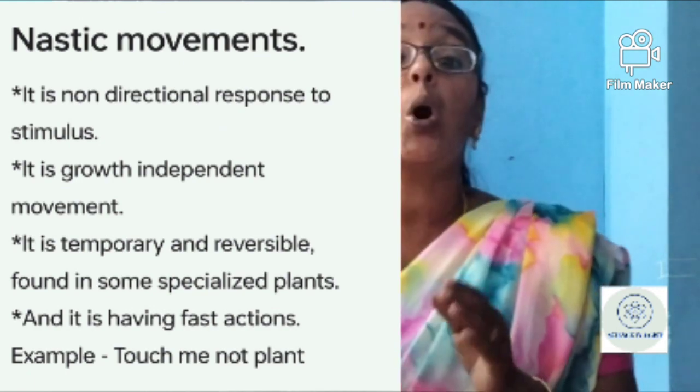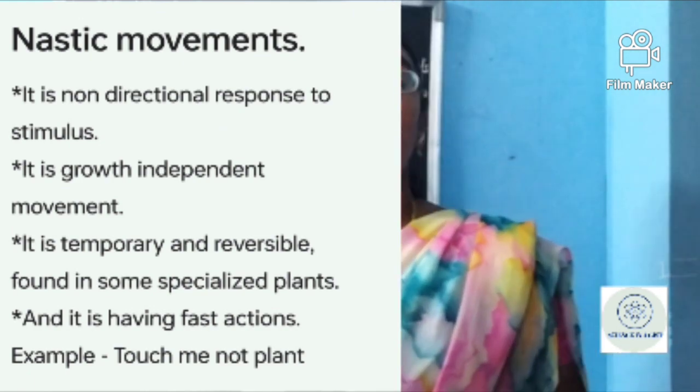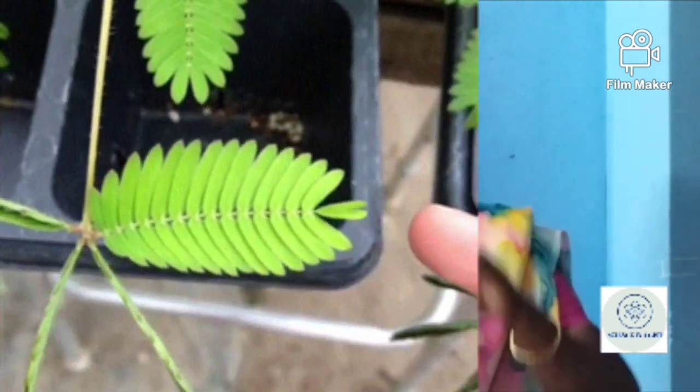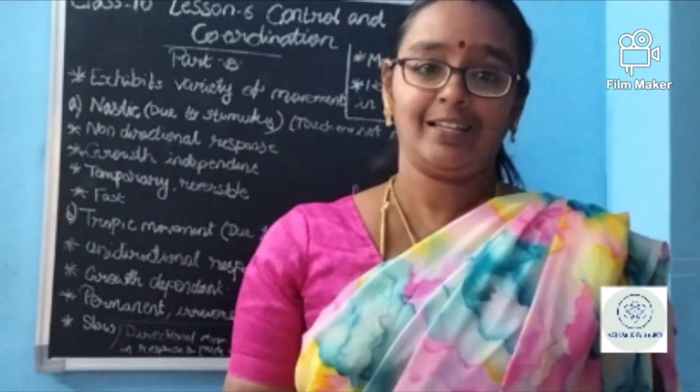Nastic movements are non-directional responses to a stimulus. That means there is no direction. If we are touching the upper part of the leaf, that leaf will be folding. If we are touching the lower part of the leaf, that leaf only will be folding, isn't it? There is no direction in that.